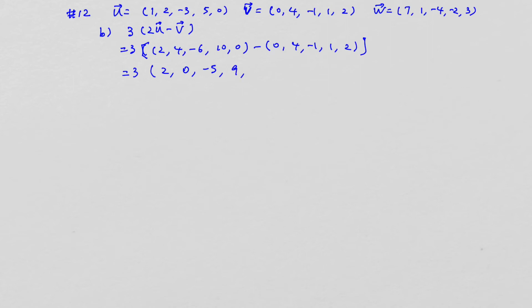Now, I want to know if you guys are following me here. So 2 subtract 0, 4 subtract 4, -6 subtract -1, so it becomes -5. And then 10 subtract 1, so it's a 9. 0 subtract 2, so it's a -2. So the last one is a -2. Now multiply it by 3, so it becomes 6, 0, -15, 27, -6. So that's for number 12.